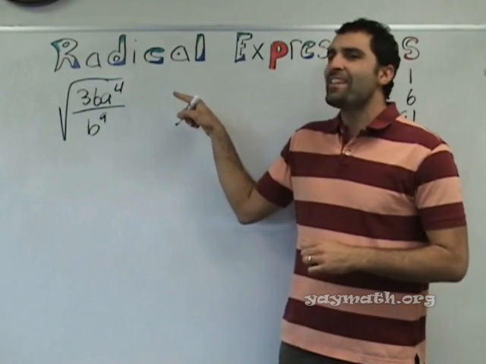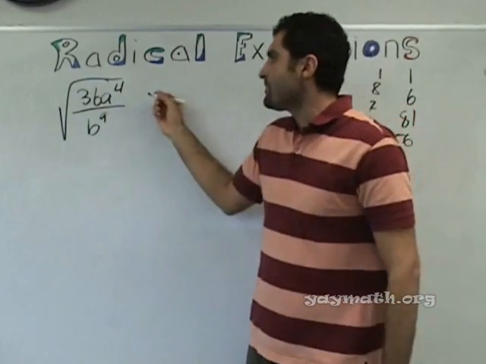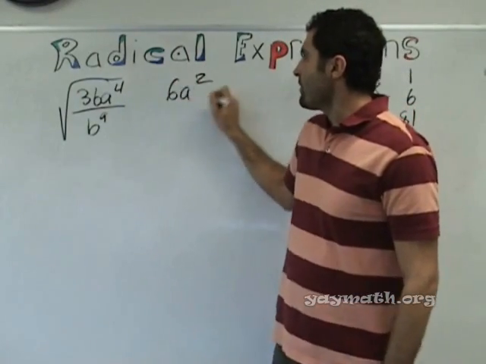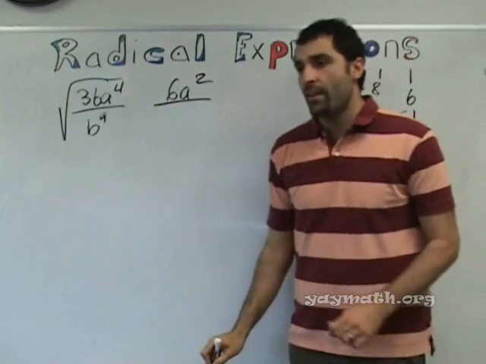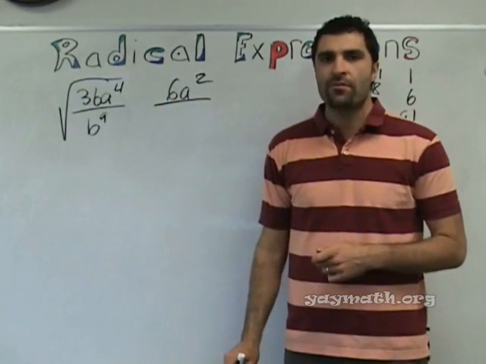Next, does the top simplify? Yes, it does. To what? 6a squared. Does the bottom simplify? I would think so, but it doesn't. Right, because you're thinking square root of 9, right? That's what you're referring to.